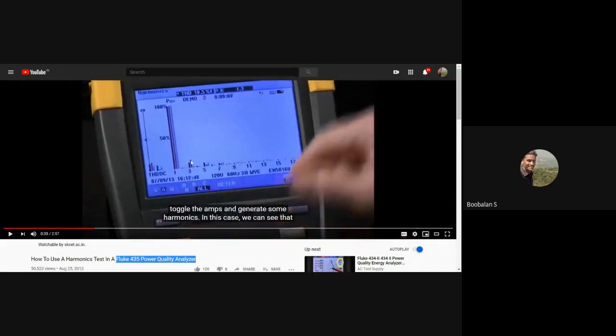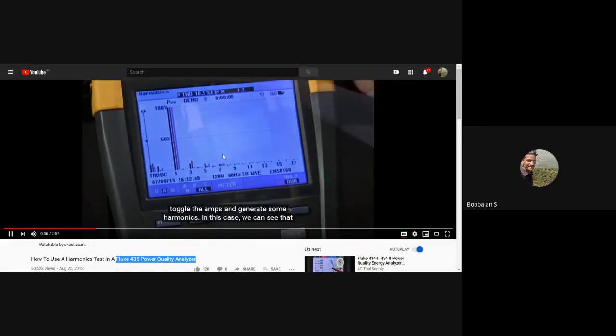Now you can see third order harmonic, fifth order, seventh order. Compared to a fluorescent lamp, the CFL will give you more third order harmonics, right? So it will generate more third order harmonic over here, and generate some other harmonics.